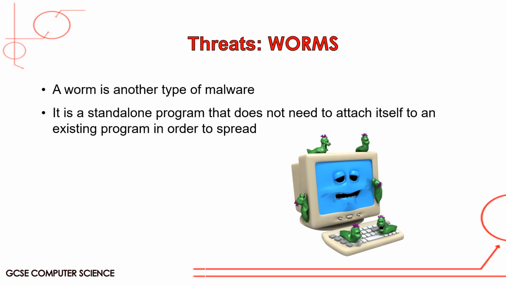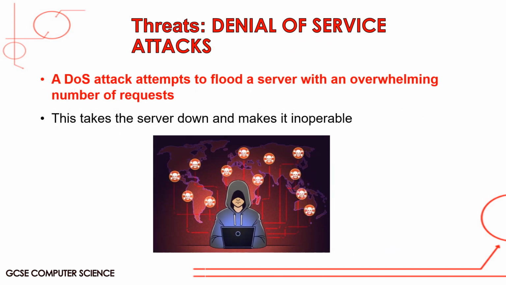A worm is another type of malware, but this is a standalone program. It doesn't need to attach itself to an existing program in order to spread. In other words, it doesn't need to attach the files, it can spread around the network. Denial of service attack is when people attempt to flood a server with an overwhelming number of requests. This takes the server down and makes it inoperable.